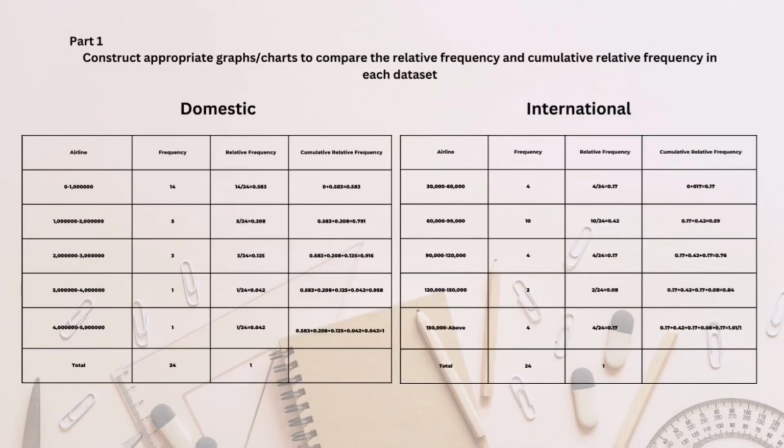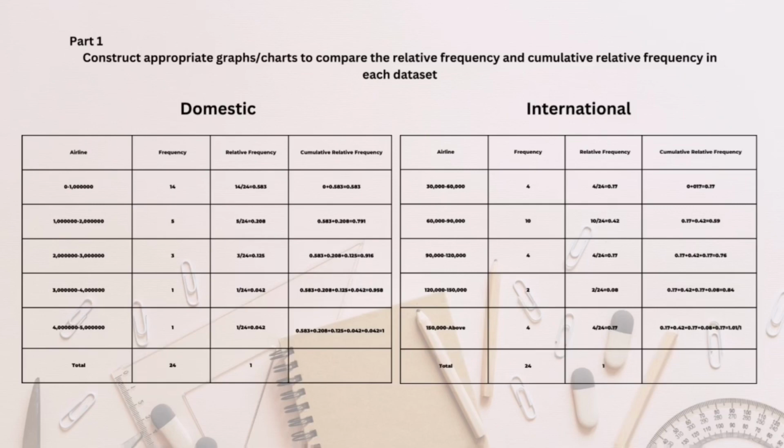My metric number is BB21110858. So today I will present part 1, which is to construct appropriate graphs or charts to compare the relative frequency and cumulative relative frequency in each dataset. For the first step, we must find the relative frequency. To find relative frequency, we must divide the class group frequency by the total frequency.